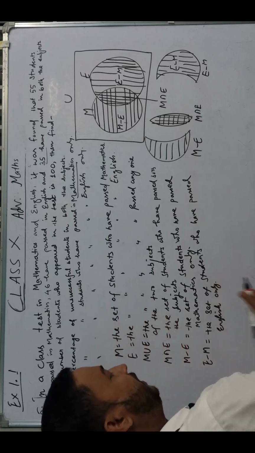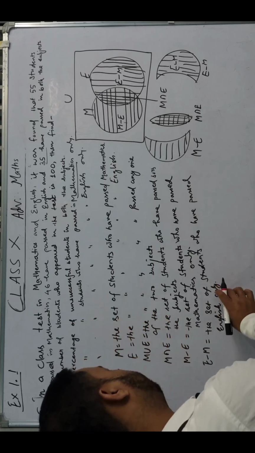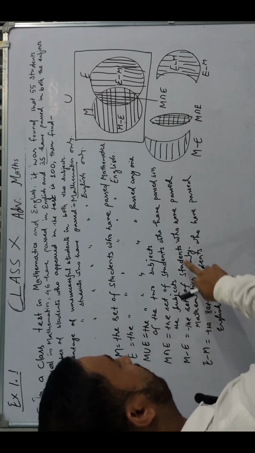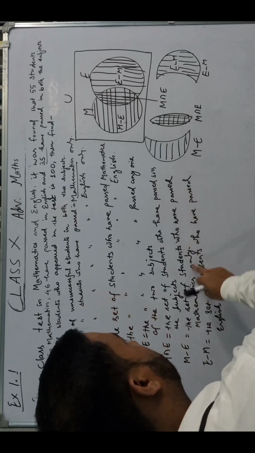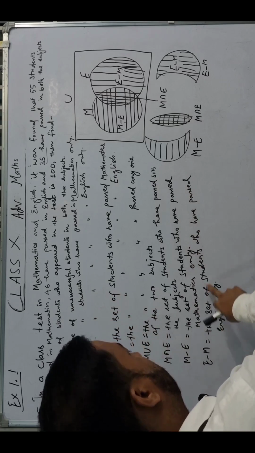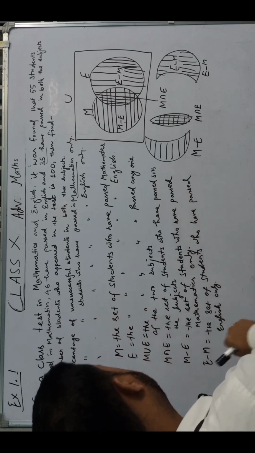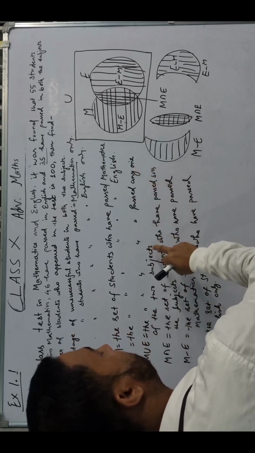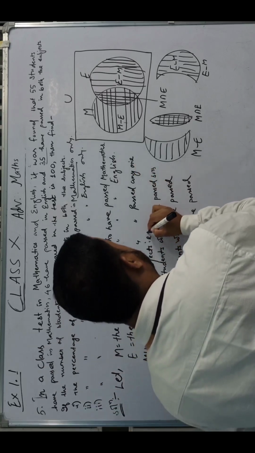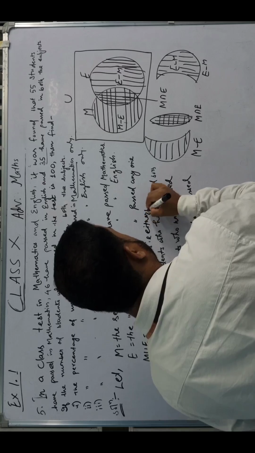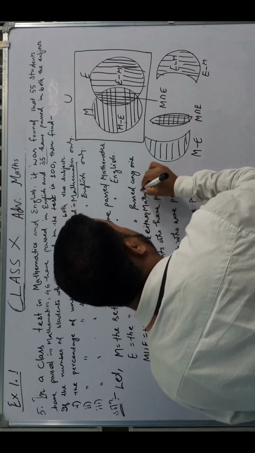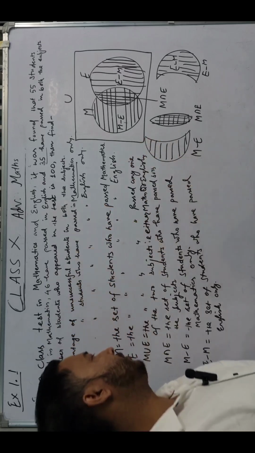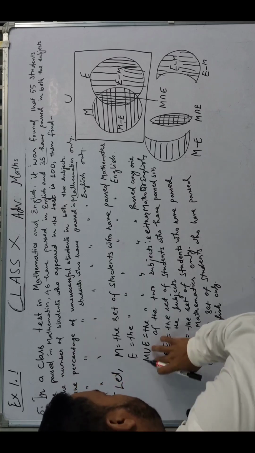This "only" word should be written. Otherwise it will not be a meaningful one. So M difference E is the set of students who have passed mathematics only. E difference M is the set of students who have passed English only, and M union E is the set of students who have passed any one of the two subjects, that is either maths or English. I think you have got the meaning of this M union E.